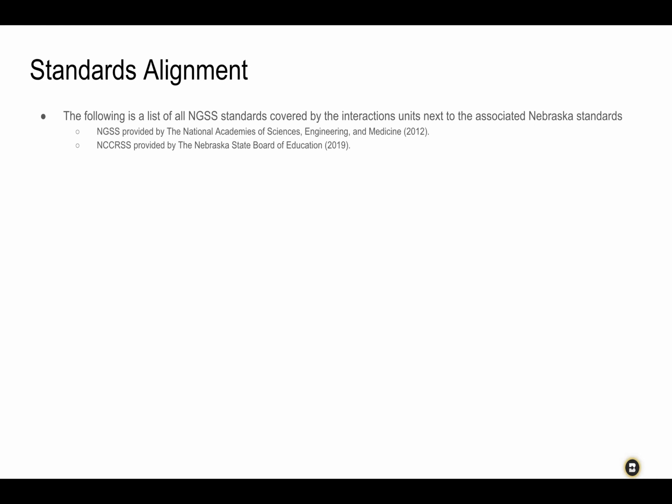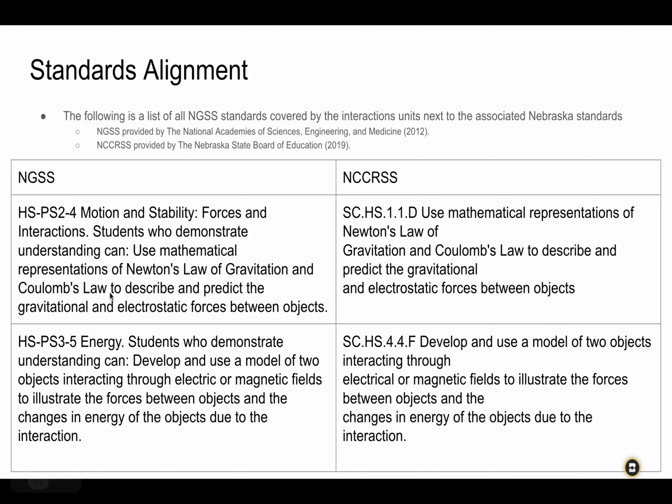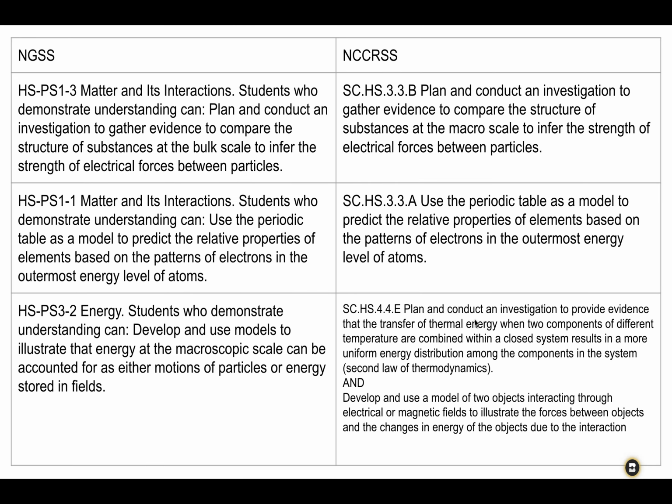The following is a list of all the Next Generation Science Standards that are covered by the Interactions units, and next to them, the associated Nebraska standards. So we can see here the similarities, right? Use mathematical representations of Newton's law of gravitation and Coulomb's law to describe and predict the gravitational and electrostatic forces between objects. So they are very similar, not very different.